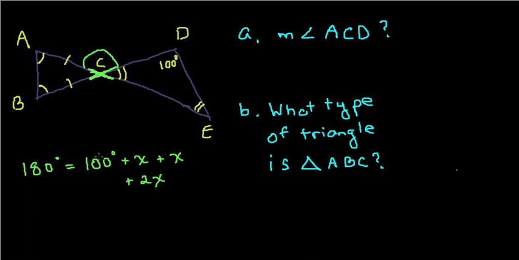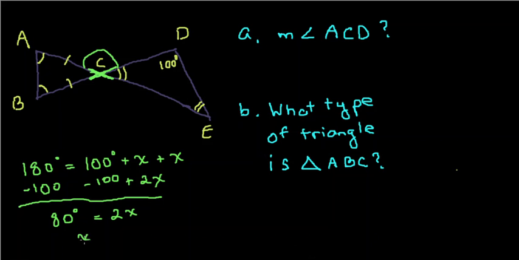Alright, subtract 100 from both sides. So 80 degrees is equal to 2x. And so now x is equal to 40 degrees.